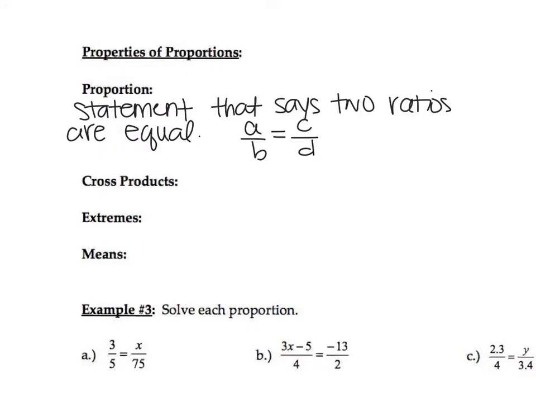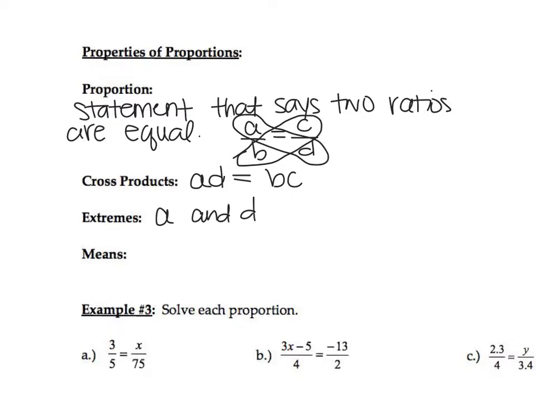And the way we typically solve a proportion is something called cross product. So that means I multiply across in my fractions for my ratio. So we get our cross products of AD, and then we end up with equals BC. So I'm multiplying straight across. So A to D and B to C. Another way you can say that is that you're multiplying the extremes and setting it equal to the multiplication of the means of your proportion. So the extremes are going to be A and D, and your means are going to be B and C.